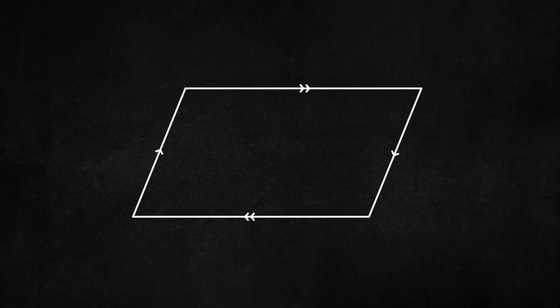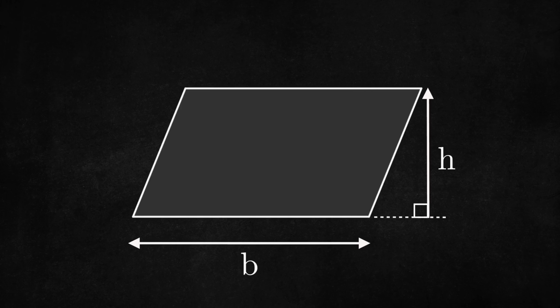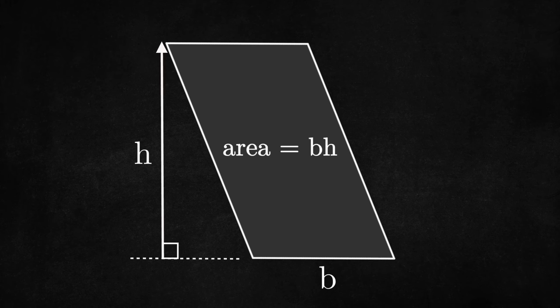A parallelogram is a quadrilateral with two pairs of parallel sides. The area of a parallelogram with base length b and height h is simply base times height, or BH. The area formula is the same even for different orientations. As an example, say you want to rotate the parallelogram like this, then this is the base side, and this is the height. The area formula is still the same, base times height.